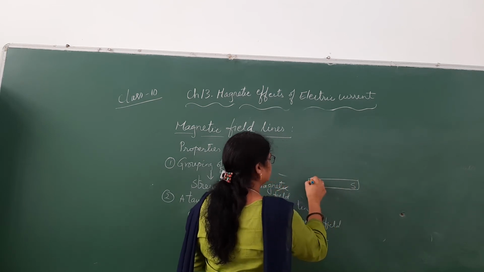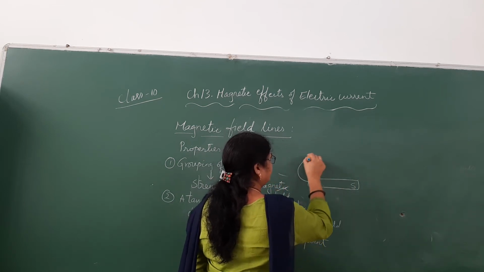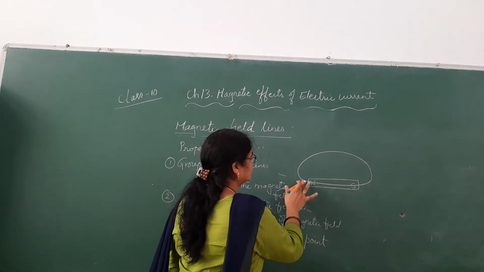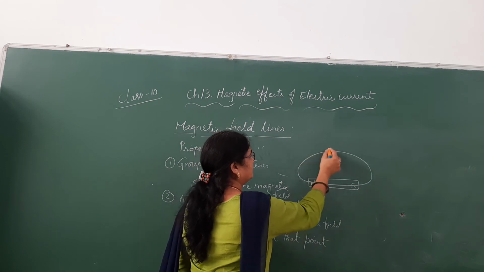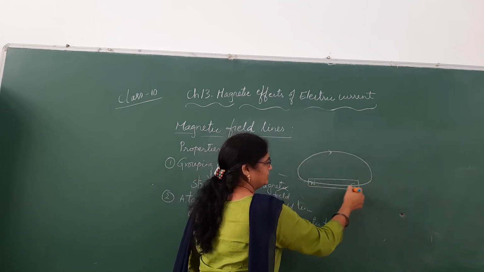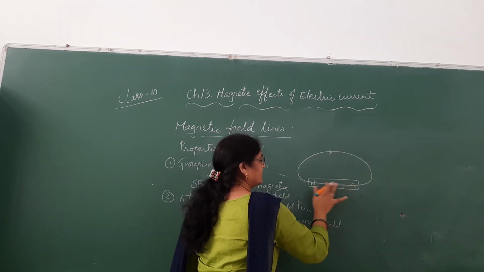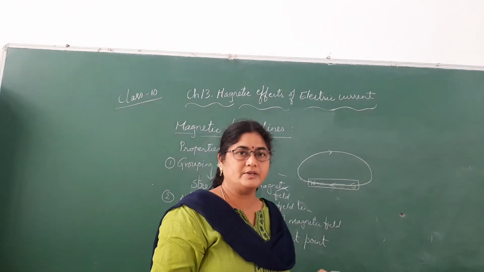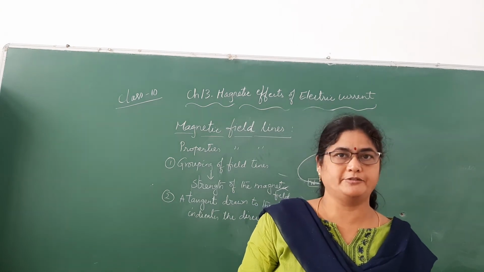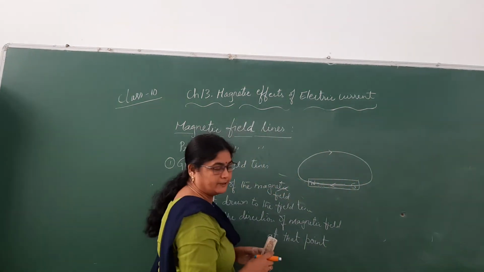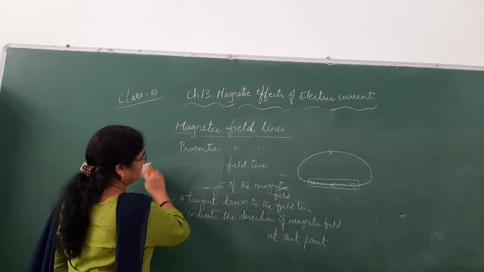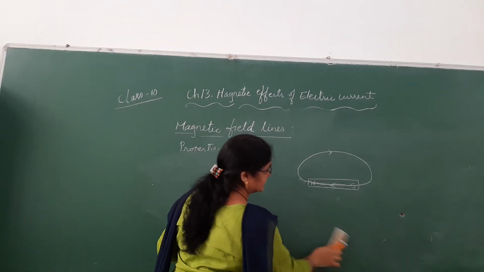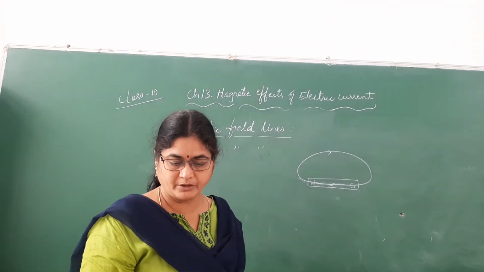If you take a single field line, they are like this. They are closed continuous curves. They start from the north pole outside the bar magnet and come to the south pole, whereas inside the bar magnet they go from south pole to north pole. So they are always closed continuous curves. This is another property of the field line. These properties of the field lines are very, very important.